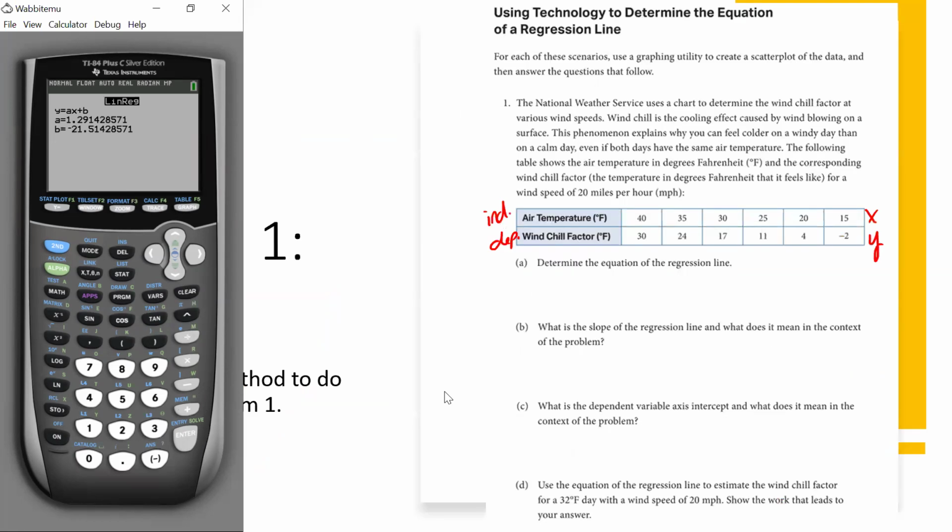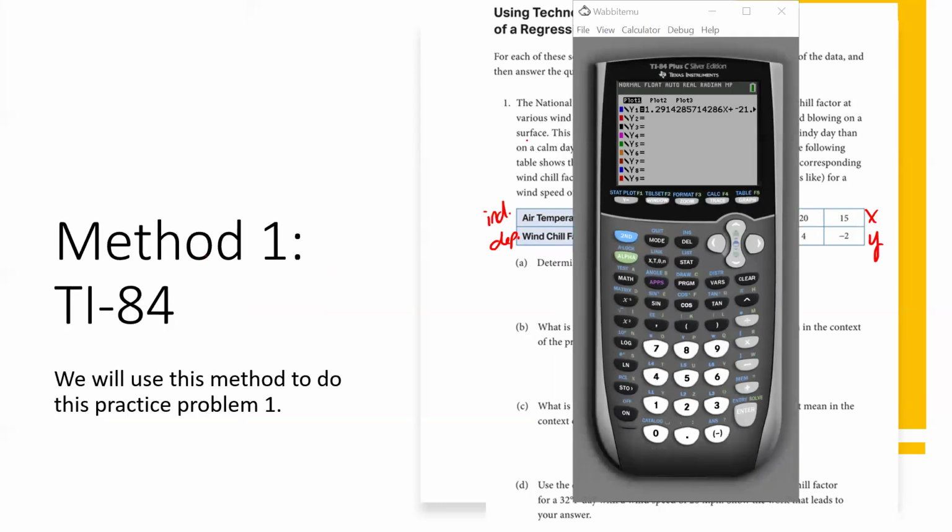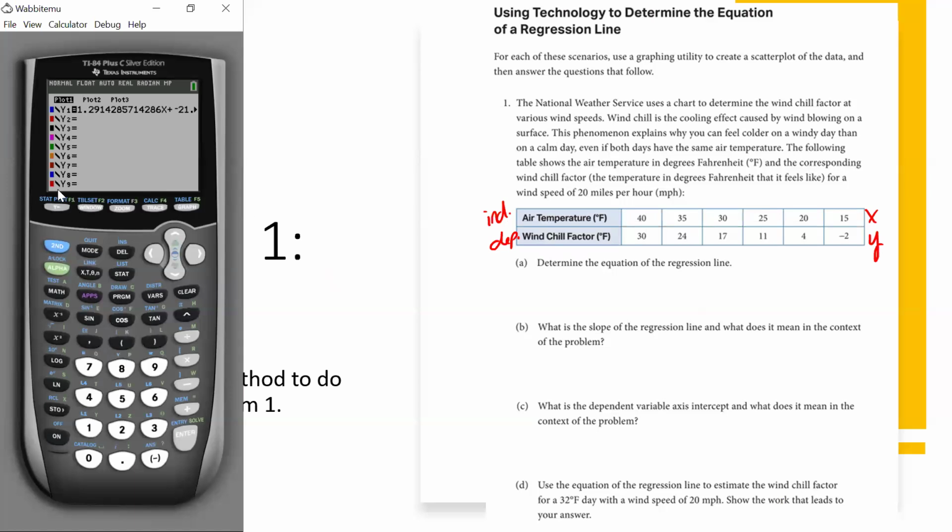If you do not like seeing it in this format, you can always press y equals and you can see it written all together because you stored it in your y equals. Do we see that? So if you press y equals, you can see the equation. All I did was press y equals because we stored it as y1, right? So that means that it'll be here for us. Cool? All right.